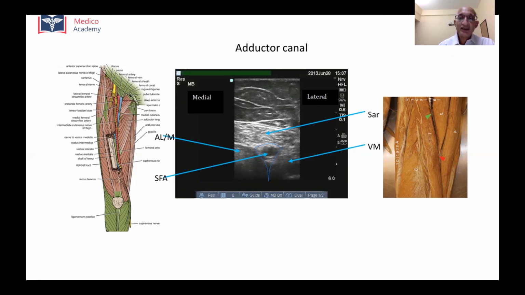So adductor canal basically is a subsartorial canal, also known as Hunter's canal. It is bounded superiorly by the sartorius muscle, medially by the adductor magnus or longus, depending on how high or low you are in the thigh, and laterally by vastus medialis muscle. And it is supposed to contain the vessels, that is superficial femoral artery and vein, the saphenous nerve, which is a sensory branch of the femoral nerve, and also the nerve to vastus medialis.